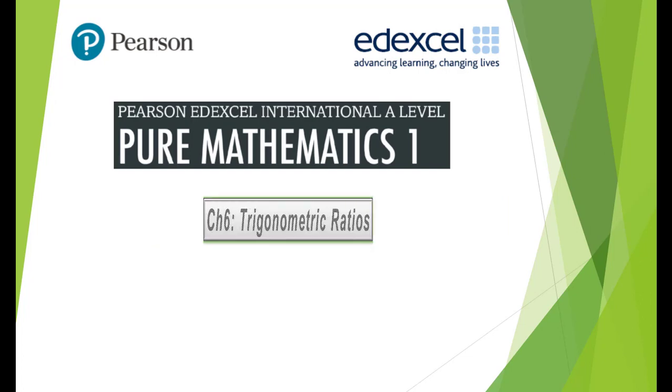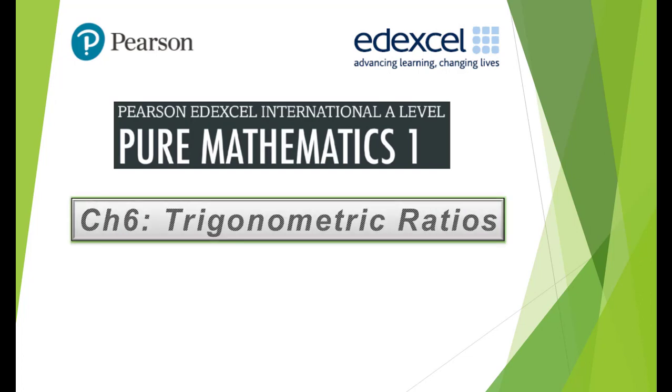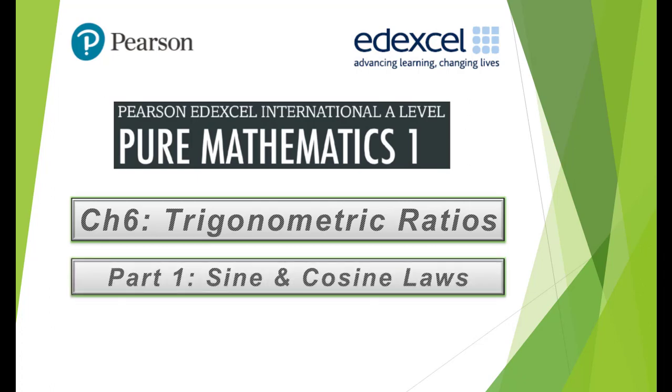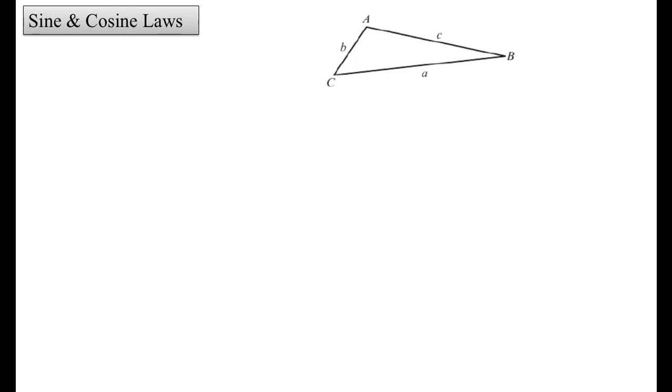Chapter 6 is Trigonometric ratios, and I will divide this chapter into two parts. The first part will talk about sine and cosine laws. Of course, we know that any triangle has 6 elements, which are 3 sides and 3 angles.